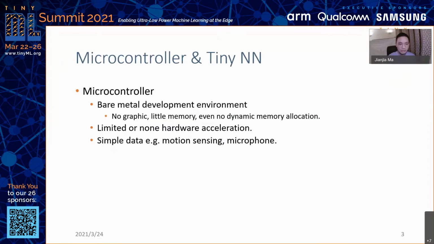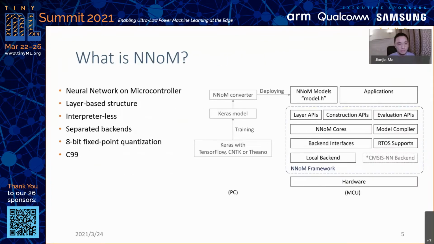However, the data they're facing is also normally quite simple, mostly time sequence data that comes from motion sensors or just microphones. So a tiny neural network is a very small network which is just enough to process all this data. So what does NNoM stand for? It stands for neural network on microcontroller. It manages layer-based neural networks, and it's interpreterless.